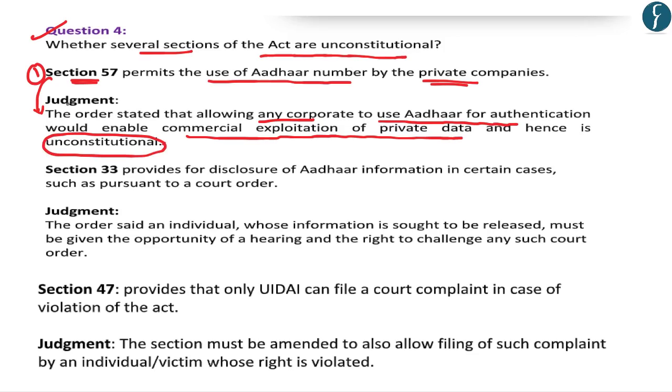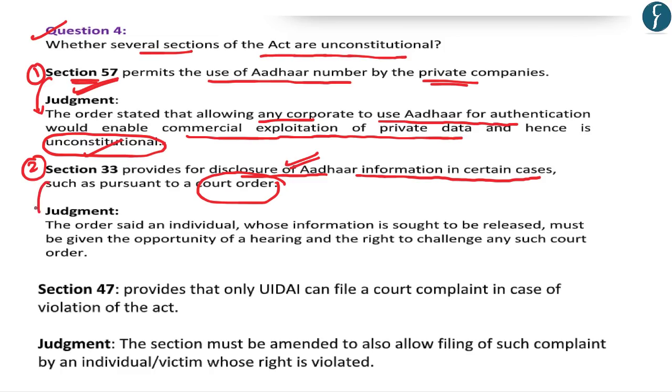So as you can see here, the Supreme Court has clearly declared that section 57 of the Aadhaar Act is unconstitutional. Now coming to section 33, this particular section provides for disclosure of Aadhaar related information in certain cases, wherein the court can pass an order for the disclosure of Aadhaar related information.